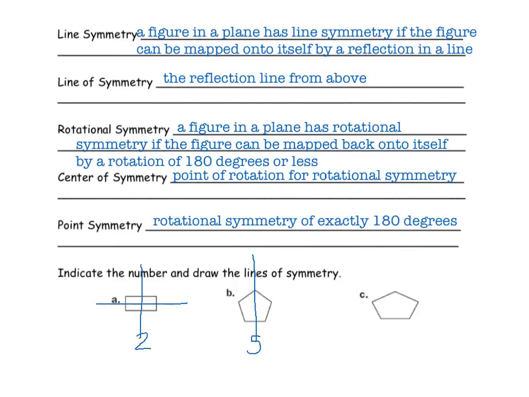Now, in our irregular pentagon, there's only 1 line of symmetry, and it is straight down the middle. If I try to draw any other kind, my figure's not going to map back onto itself. Did you get them right? If not, do you understand what you did wrong? Fantastic.